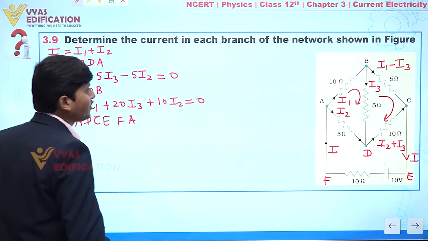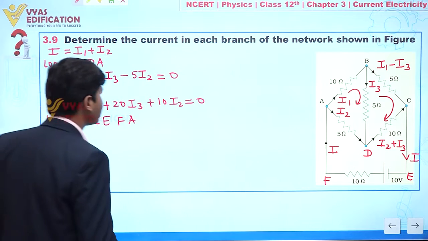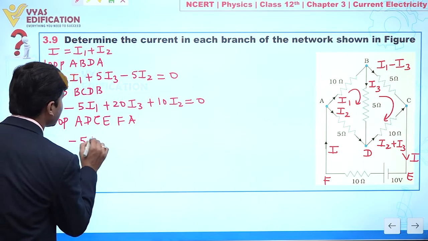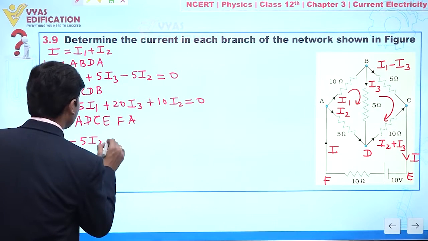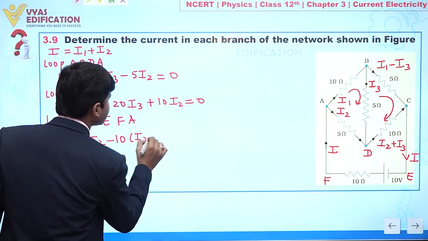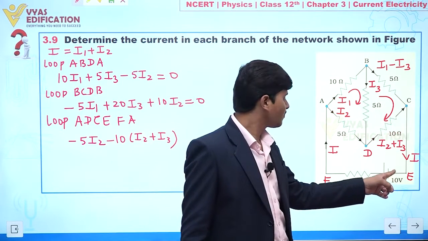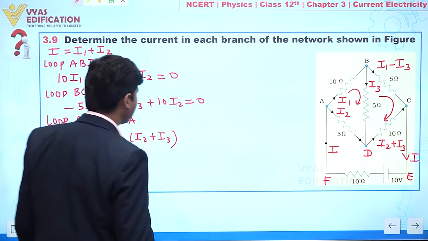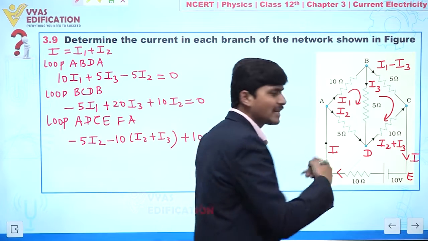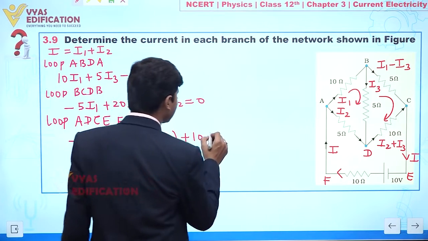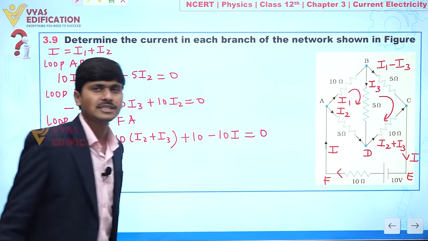Clear? Now let's suppose I start my journey from A. I am going in the direction of current, so this is minus 5 times I2. Clear everyone? From D to C, again I am going in the direction of current, minus 10 times I2 plus I3. Now I am going from the minus to the positive plate, so this is plus 10. Now I am going in the direction of current, so this is minus 10 times I. Clear? Again I am reaching A, so this is equal to 0.